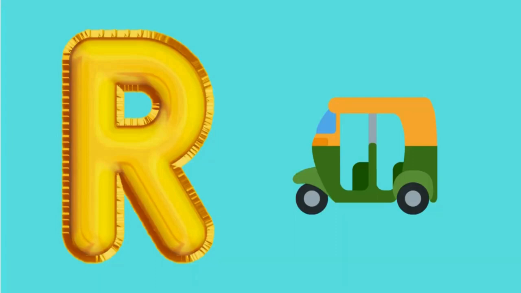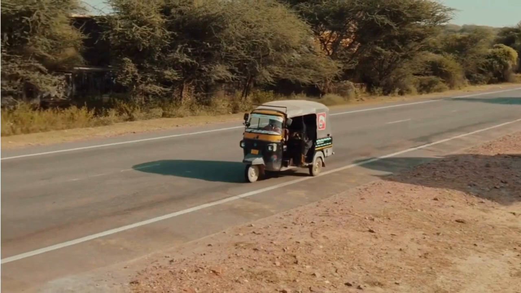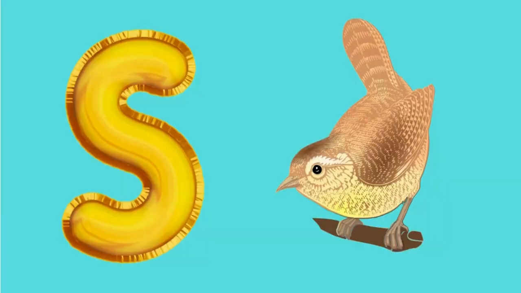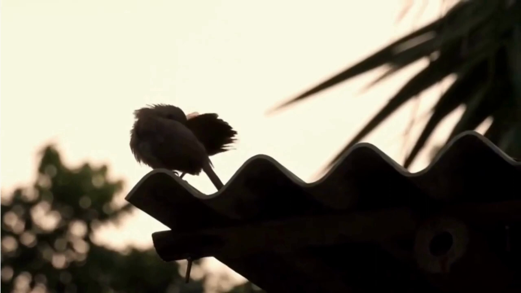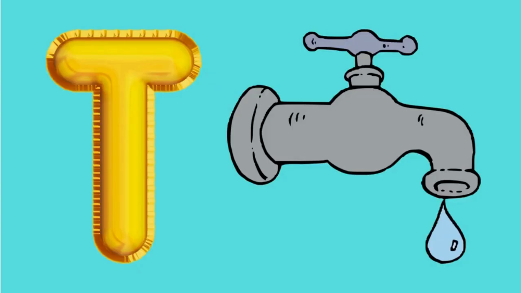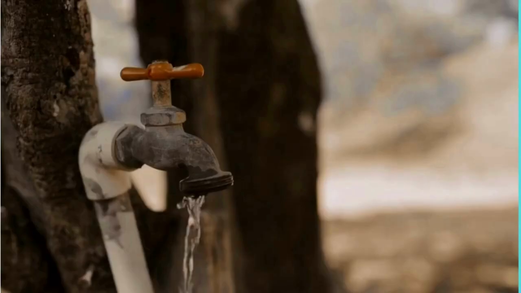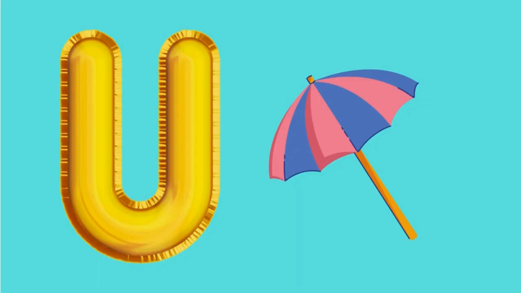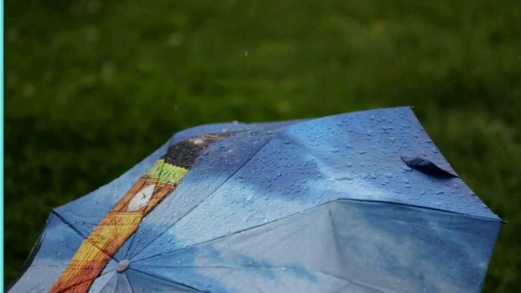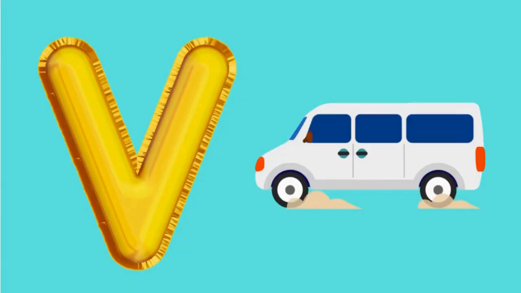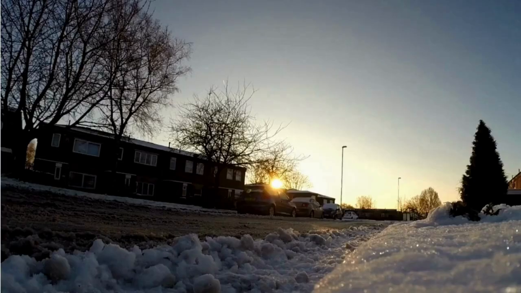R is for rickshaw. Can you see the rickshaw on the road? Yes. S is for sparrow. Small sparrow. T is for tap. Water is running. U is for umbrella. It's raining on the umbrella. V is for van. This is the van.